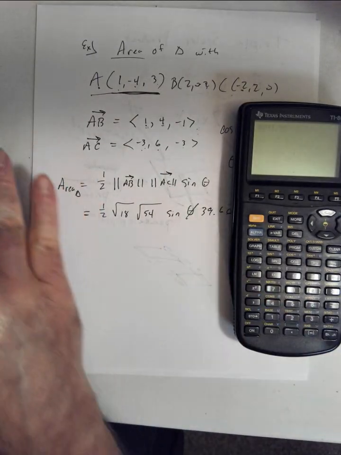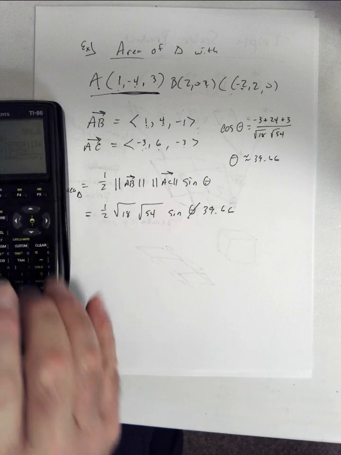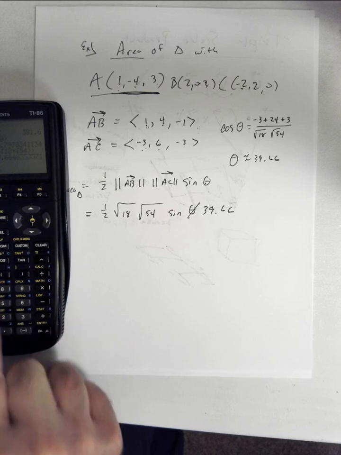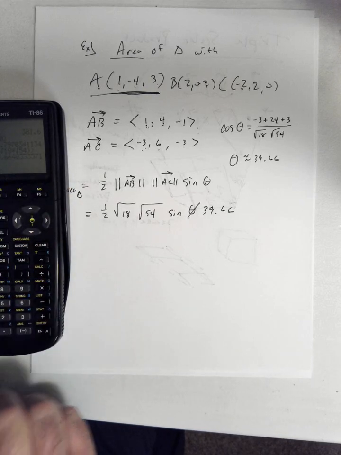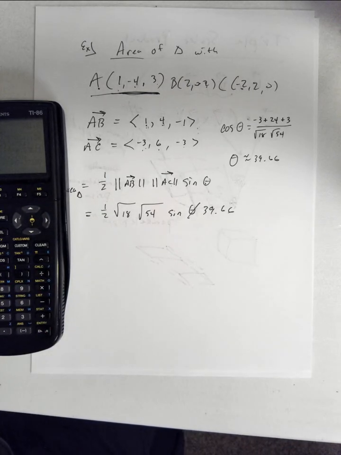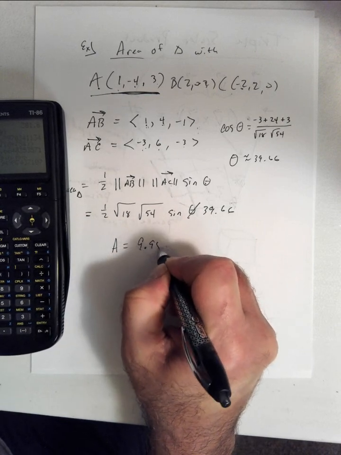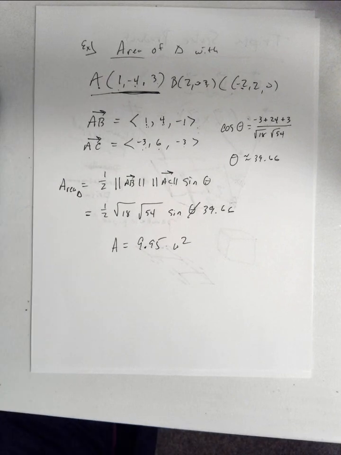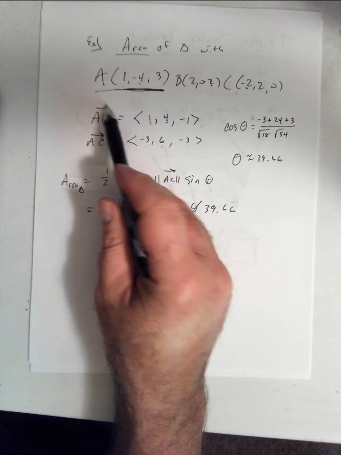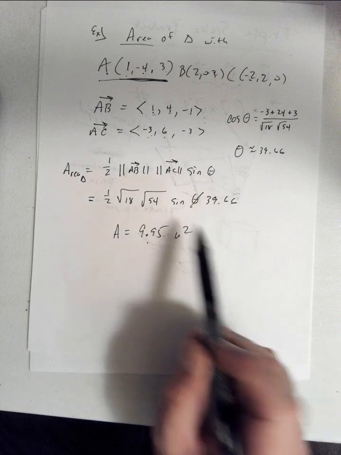And now we can find the area of the triangle in space. My battery's going dead. 0.5 times root 18 times root 54 times the sine of theta. So the area is about 9.95 square units, and that would be the area of the triangle formed by these 3 points, these 2 vector sides. Double that, and you get the area of the parallelogram with these 2 sides.